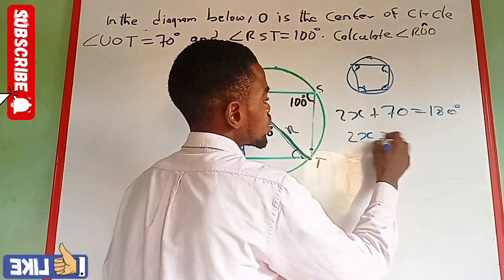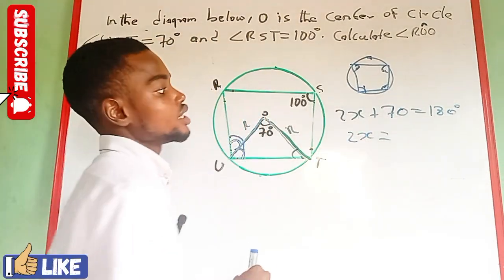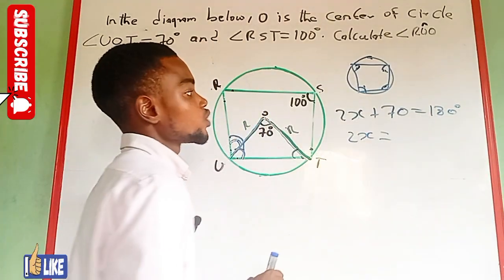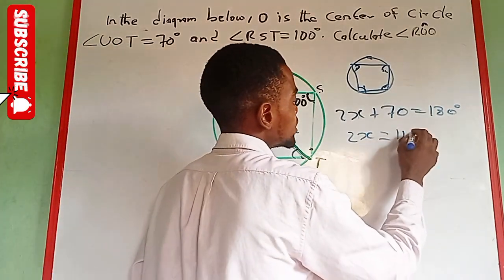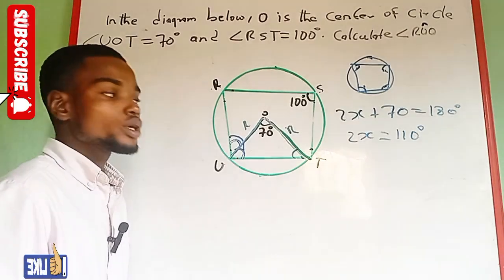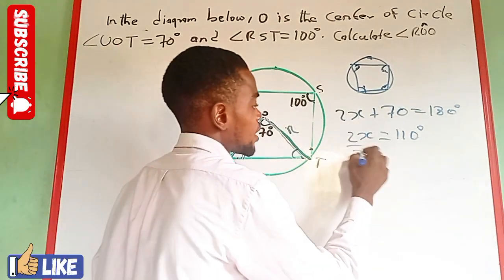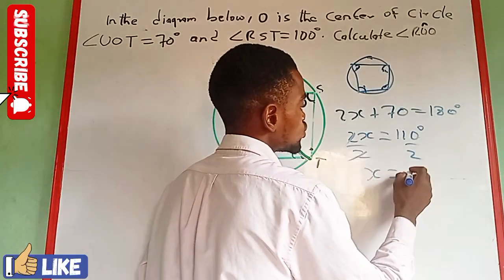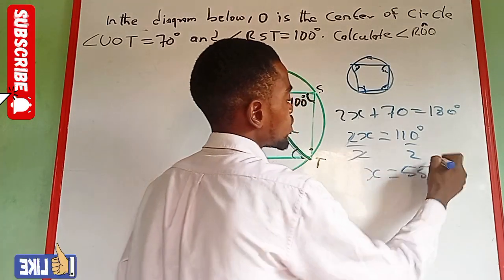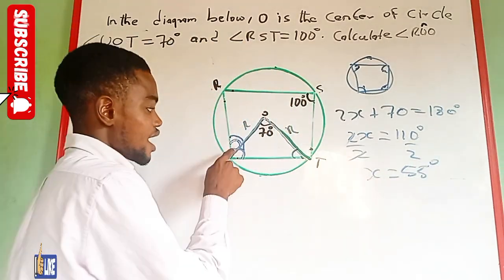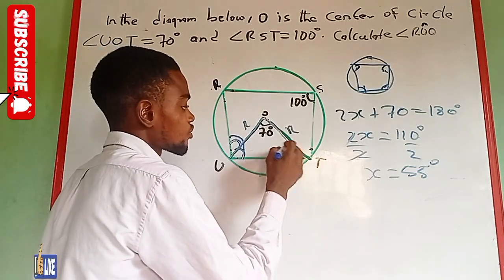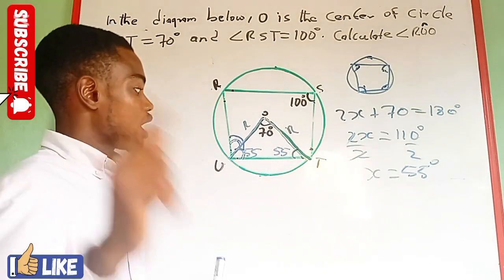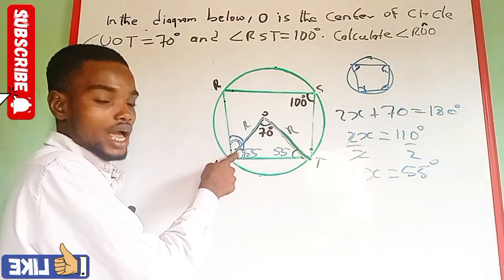Now 2S equals, crossing over 70, 180 minus 70, which gives us 110 degrees. Now we are looking for S, so we divide both sides by 2. This cancels this, and we find that S is going to be 55 degrees. And what is S? S is here. So here is 55, here is 55. We have no business with this one. We have business only with this other angle here.